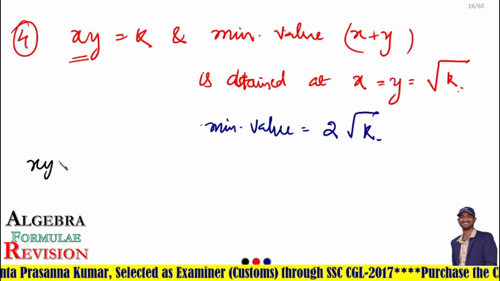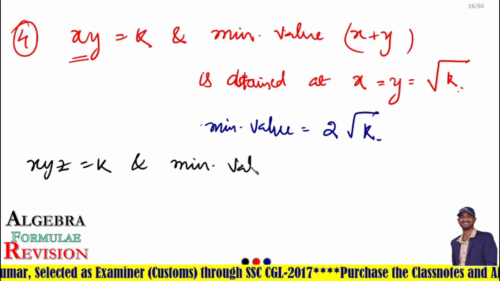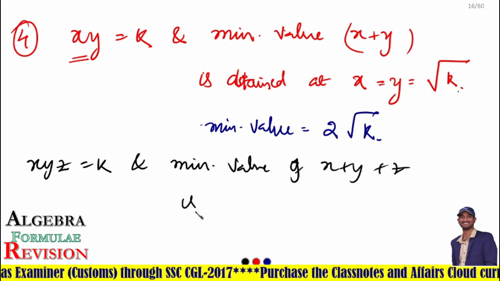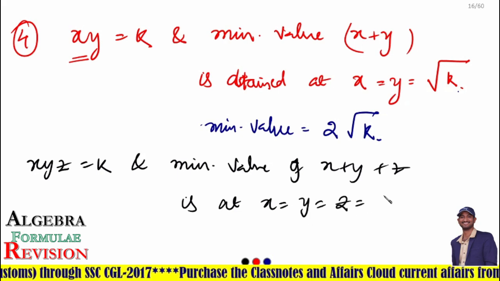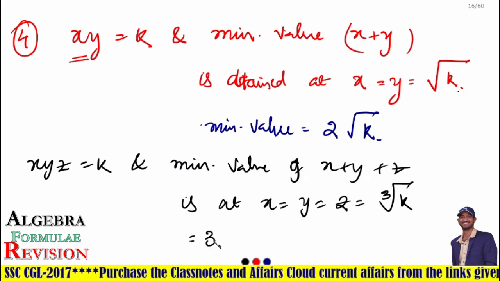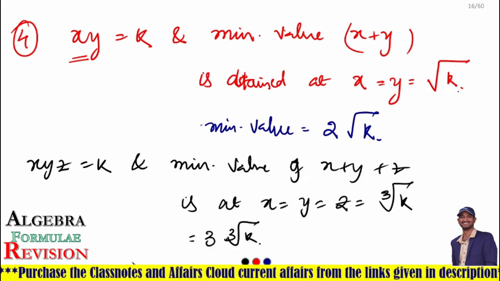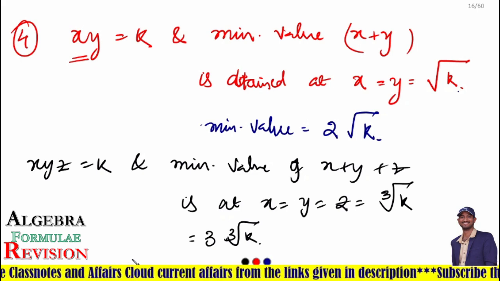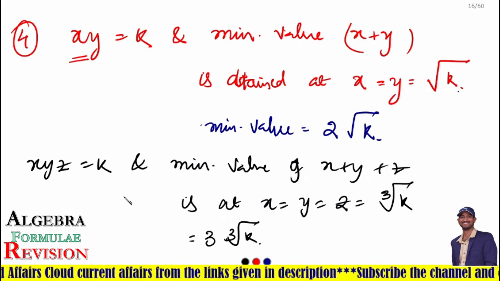Similarly, if the product of three variables is given constant, then the minimum value of x plus y plus z is obtained at x equal to y equal to z equal to cube root of k, and the minimum value is 3 into cube root of k. Is it clear? This is another important formula you have to remember. Is it clear? And the next one is algebraic identities.